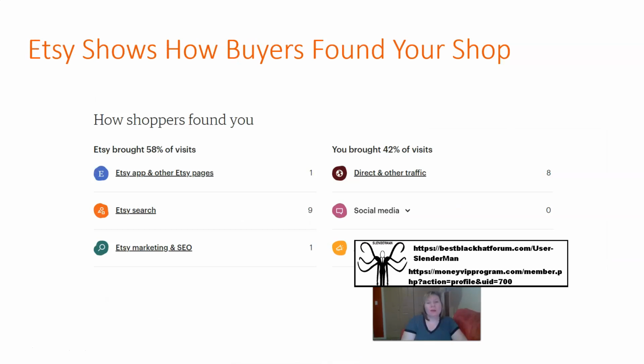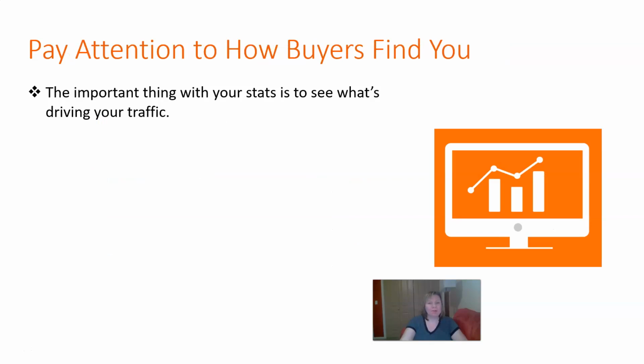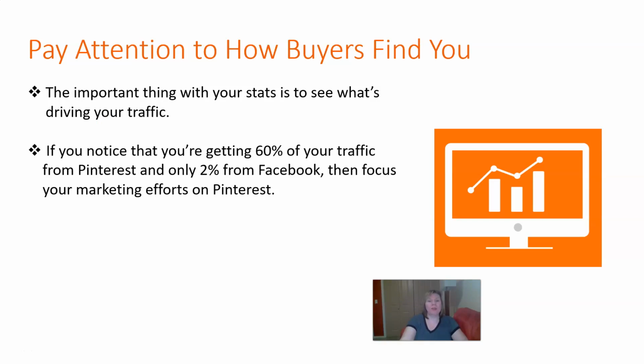So Etsy shows how buyers found your shop. They will show you in a great breakdown, like whether they've come in through the Etsy app, Etsy search, Etsy marketing, or direct, and then they have this other section on the right here. You can see where you brought in the visits, so if you're bringing in people with Etsy ads, direct and other traffic, or social media, you can see what's working and how people are finding you. And that's what is important to look at in your stats: what's driving your traffic.